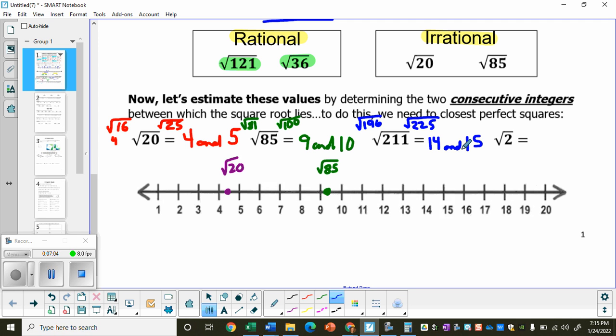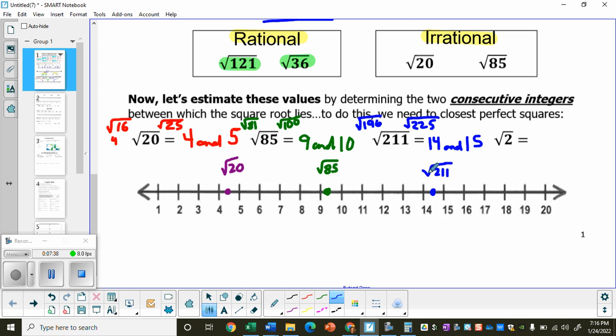Now the question is, where in between 14 and 15 on the number line? With this one, 211 is 14 spaces away from 196, and from 225, it's 14 or 15 spaces away. So it's pretty close to being in the middle. So I'm just going to estimate it pretty close to being in the middle right there, and we'll put the square root of 211 right there.